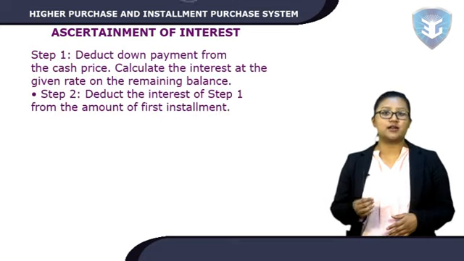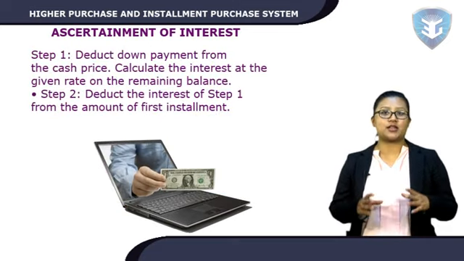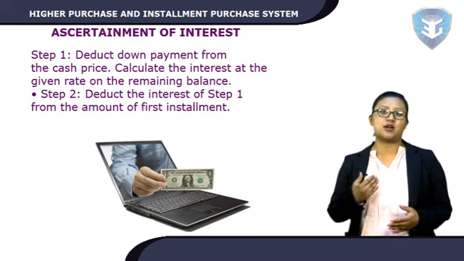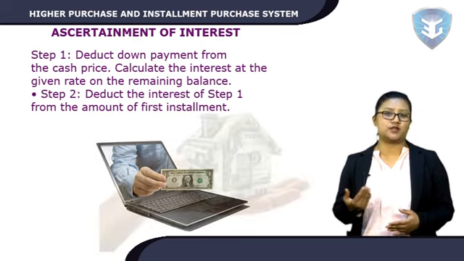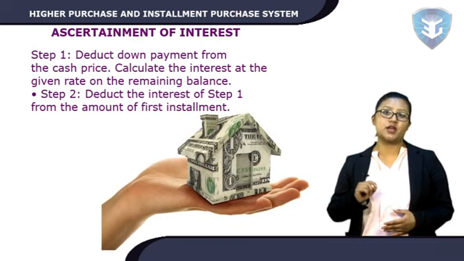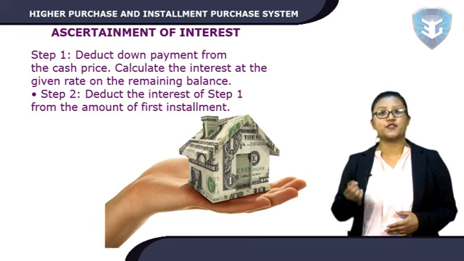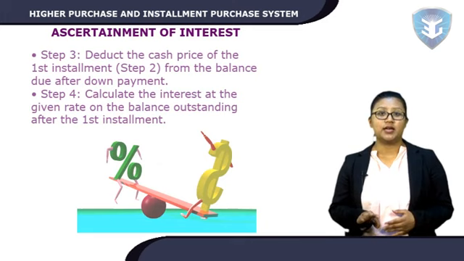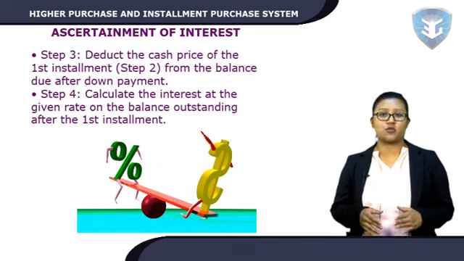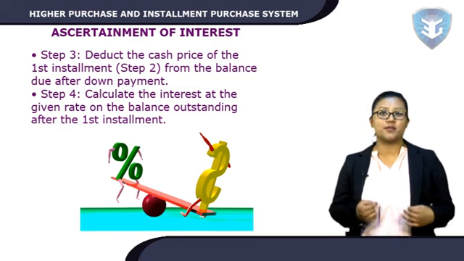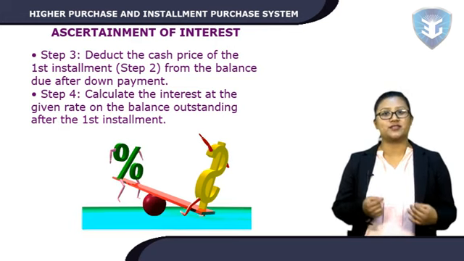Step 1. Deduct down payment from the cash price. Calculate the interest at the given rate on the remaining balance. This represents the amount of interest included in the first installment. Step 2. Deduct the interest of step 1 from the amount of the first installment. The resultant figure is the cash price included in the first installment. Step 3. Deduct the cash price of the first installment, step 2, from the balance due after down payment. It represents the amount outstanding after the first installment is paid.